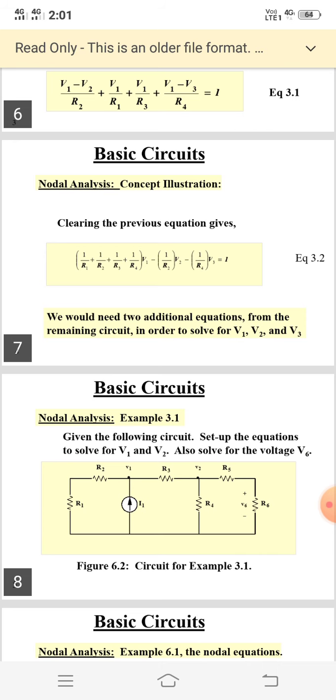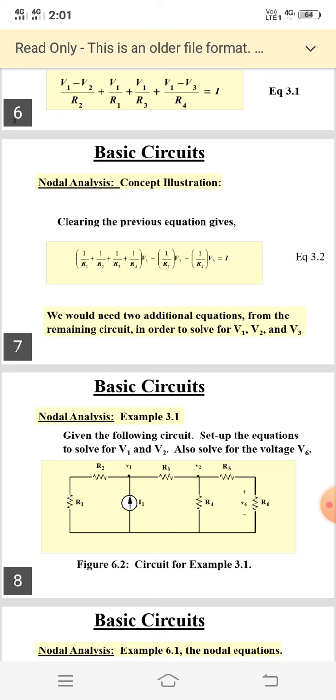This nodal analysis always depends on Ohm's law. Ohm's law says V equals I into R. Now we can calculate the current value from this Ohm's law. We just rearrange this equation: I equals V by R. Representing this Ohm's law, each and every node can be expressed.